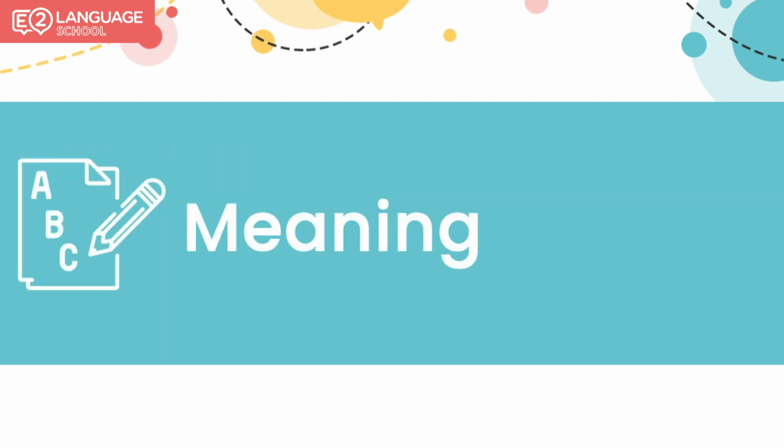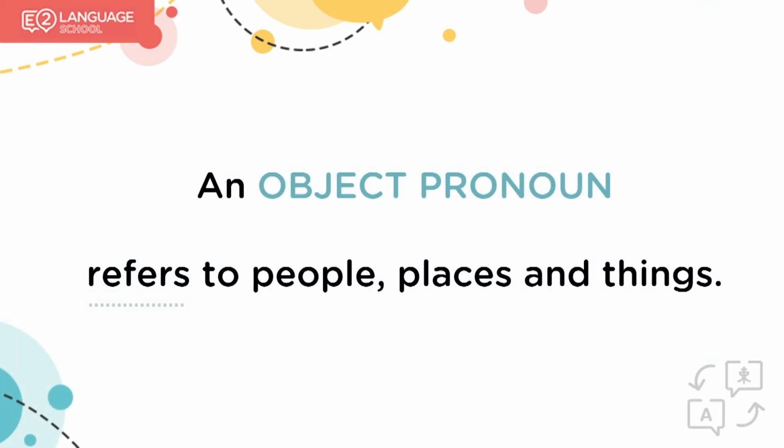Okay, starting with the meaning. An object pronoun refers to people, places, and things. Now, if you don't know the meaning of the word refer, pause this video and look it up in your dictionary. It's a key word to understand here.